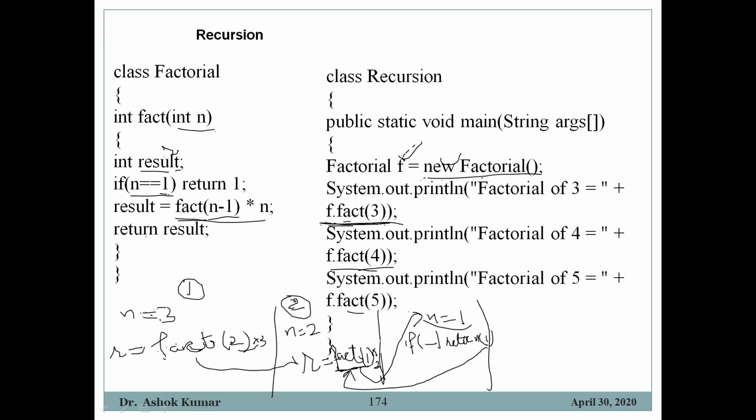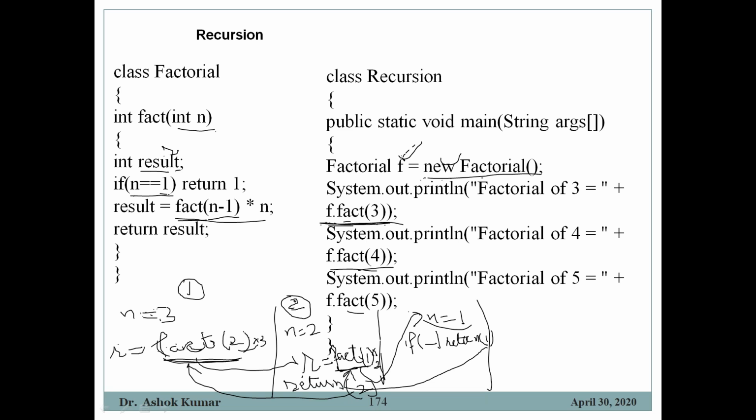So 2 will be assigned to the left hand side variable result. When the next statement, the return statement in the second copy, is executed, it will return the value of result, that is 2, back to its calling function. In the first copy, its execution will now resume, and this fact 2 is basically 2. 2 into 3 is 6.